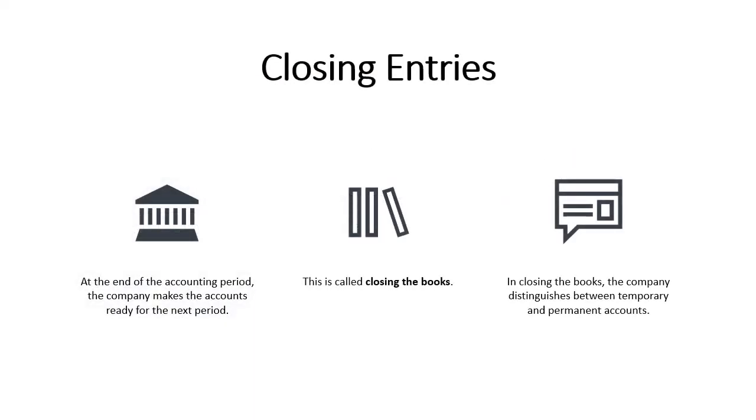So let's start by talking a little bit about closing entries. At the end of the accounting period, the company makes the accounts ready for the next period. The last step to wrap up this reporting period was creating those financial statements. Now, steps 8 and 9 in the accounting cycle are to prepare our accounting records for the next accounting period. The beginning of this process is called closing the books. In closing the books, the company is going to distinguish between what we call temporary accounts and permanent accounts.